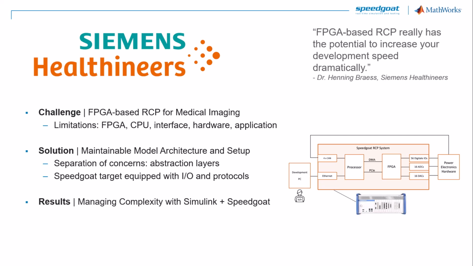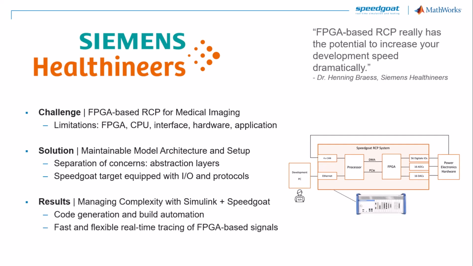As a result, the engineers could effectively tame a lot of the complexity and focus on functional design and verification thanks to low-level C and C++ code generation, FPGA synthesis, as well as automation of all possible automatable build steps within their CI/CD infrastructure. With this Simulink and Speedgoat setup, the Siemens Healthineers team could achieve fast and flexible real-time tracing of their FPGA signals for their X-ray application.